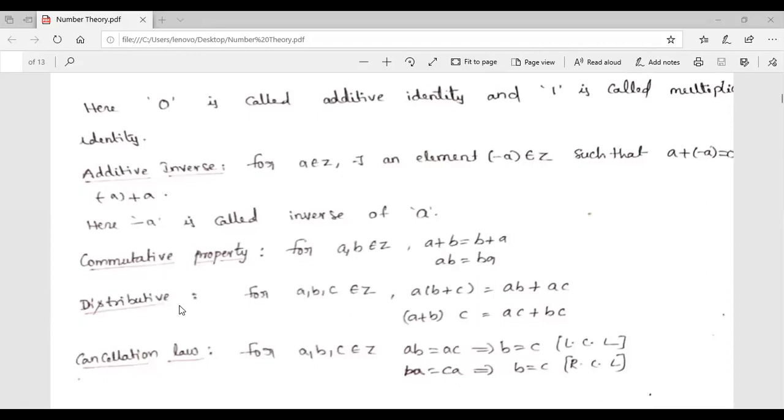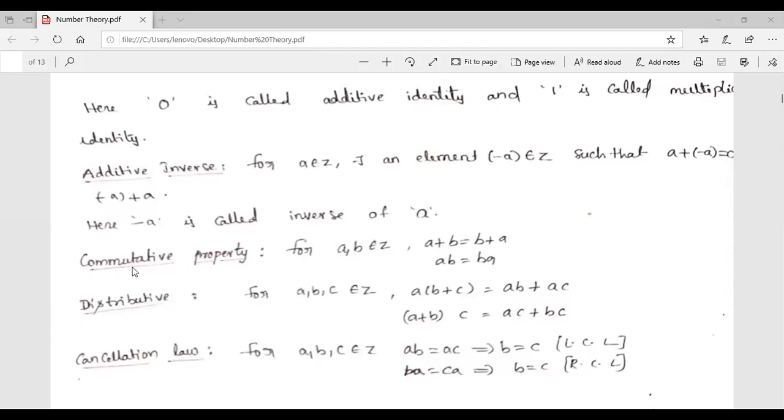Okay. So distributive. So what is the distributive property? For a, b, c elements in the integer set, a into b plus c is equal to ab plus ac. A distributes inside the bracket, a into b plus a into c, or a plus b into c is equal to ac plus bc. These two properties are called the distributive property.